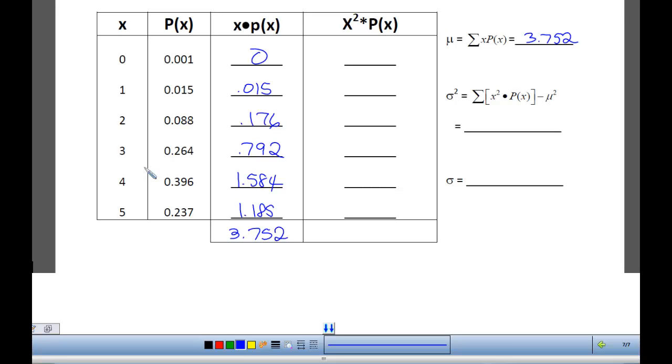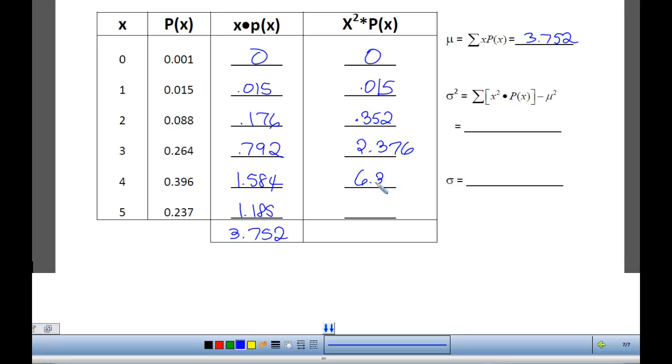To get the standard deviation or the variance first, we're going to actually square x and then multiply it by p of x. So we still get, for the first one, 0. For the next one, it's 1 squared times 0.015, so we still get 0.015. Then we get 4 times 0.088, and that's going to give me what? 0.352. Then we've got 9 times 0.264, 2.376. Okay, and then we get 16 times 0.396.